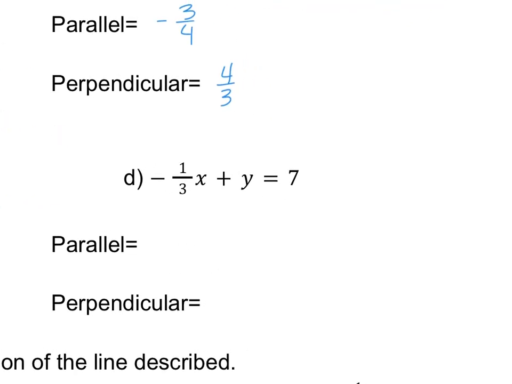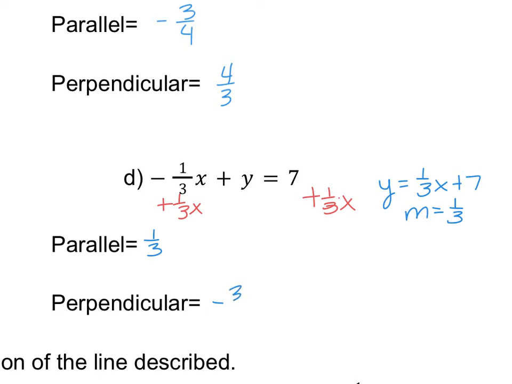Same thing with this one. We need to get it in slope-intercept form, so I'm going to add 1/3 x to both sides. So I have y equals positive 1/3 x plus 7. Therefore, that slope is 1/3. The parallel slope would also be 1/3. The perpendicular slope would be -3/1 or just -3. It doesn't matter which one.